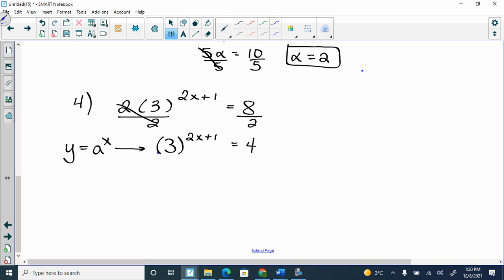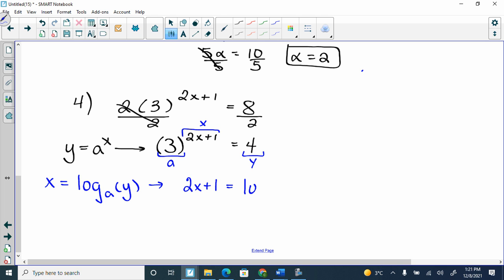So this is the base, so it's going to be A. This is going to be X. This is going to be Y. And then I need the other one. X equals log base A of Y. So it's going to become 2x plus 1 equals log base 3 of 4. Whatever's beside your log, put in brackets. If it's not in brackets, make sure it is in brackets. If you don't have that 4 in brackets, go back into your work and put the 4 in brackets. Now, a lot of people get stuck here. This is just basic solving now. You just need to get x by itself, correct? That's ultimately the goal of solving. So, I'm going to subtract 1.